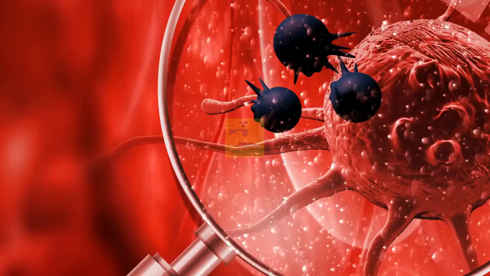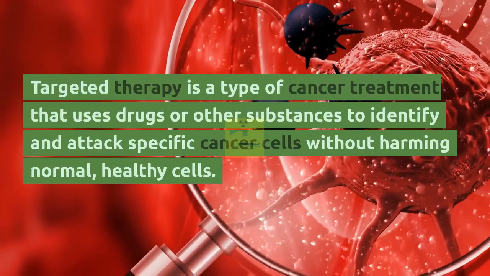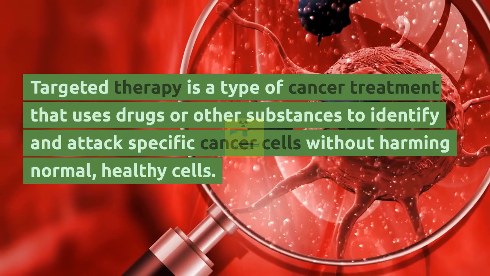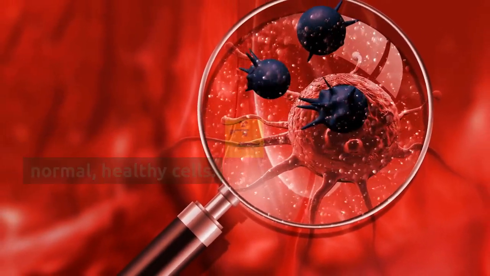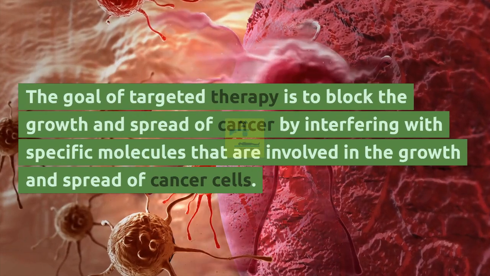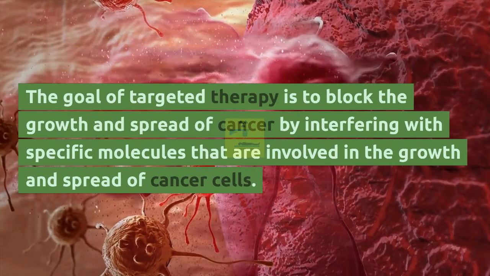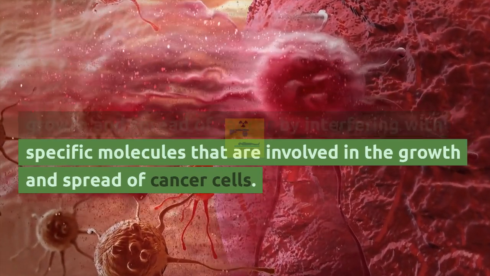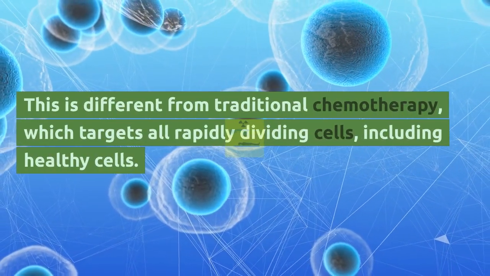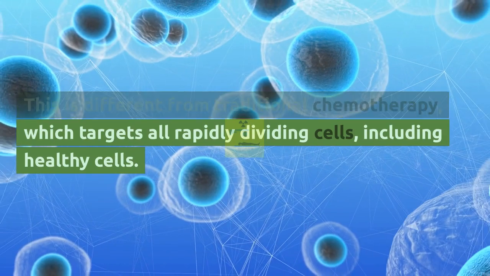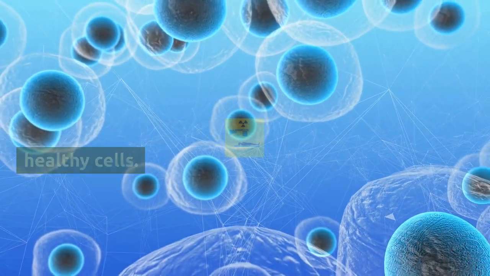Targeted therapy. Targeted therapy is a type of cancer treatment that uses drugs or other substances to identify and attack specific cancer cells without harming normal, healthy cells. The goal of targeted therapy is to block the growth and spread of cancer by interfering with specific molecules that are involved in the growth and spread of cancer cells. This is different from traditional chemotherapy, which targets all rapidly dividing cells, including healthy cells.